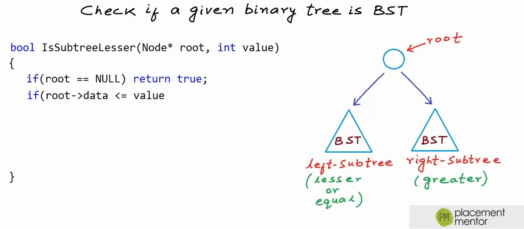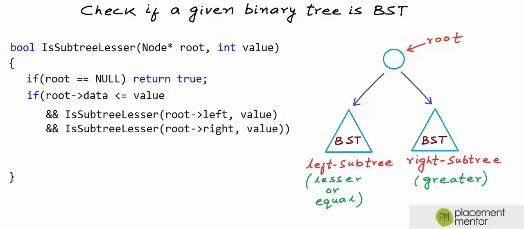Else we need to check if the data in root is less than or equal to the given value. And we also need to recursively check if left and right subtrees of the current root have lesser values or not. So I'm adding two more conditions here. I'm making two recursive calls, one for the left subtree and another for the right subtree. If all these three conditions are true, then we are good, else we can return false. isSubTreeGreater function will be very similar.